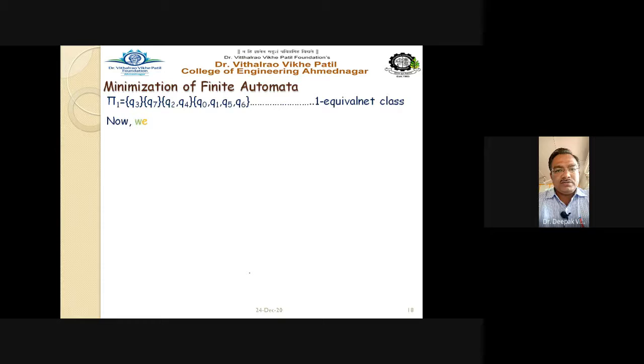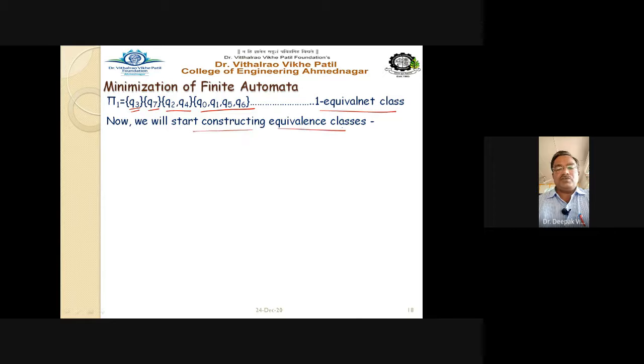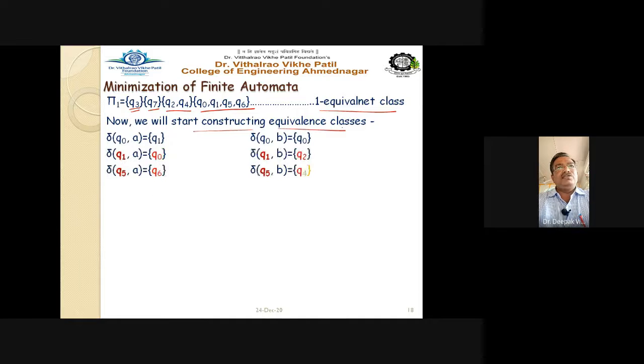So pi 1 is equal to, same thing is written here: Q3, Q7. Always write it in curly brackets: Q3, Q7, then Q2, Q4, and in the bracket Q0, Q1, Q5, Q6, one equivalence class. Now start constructing the equivalence class for two equivalent states, right? So for Q0, Q1, Q5, and Q6, right?